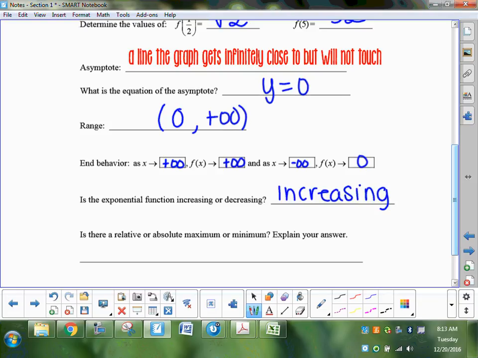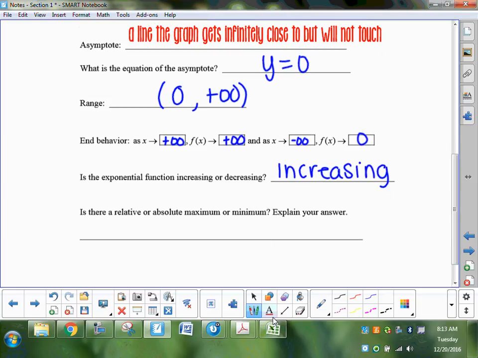Looking at what's there, is there a relative or absolute max or min? We can answer one of those. Is there an absolute or relative max or min, and explain your answer? So which one of those can we go through and say? Okay? Now, I'm going to say this, and it's very interesting, because she wants to say that there's a minimum, and what minimum are you saying it goes to? So we'll say this. Is there a relative or absolute min?